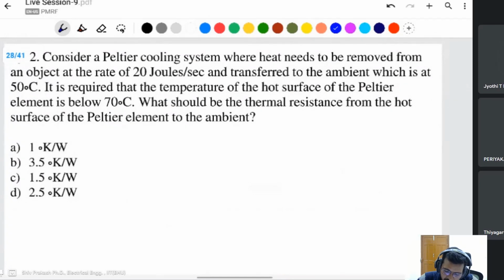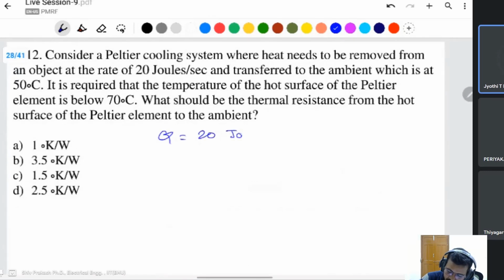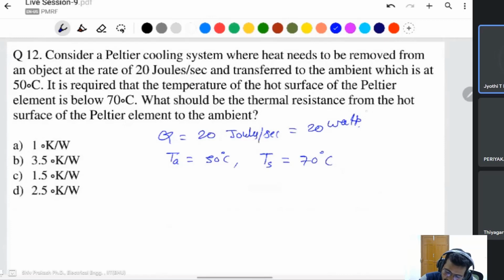Consider a Peltier cooling system where heat needs to be removed from an object at the rate of 20 joule per second. Q is given as 20 joule per second, which is 20 watt, and it is transferred to the ambient, which is at 50 degrees centigrade. It is required that the temperature of the hot surface of the Peltier element is 70 degrees centigrade. What should be the thermal resistance from the hot surface of the Peltier element to the ambient?